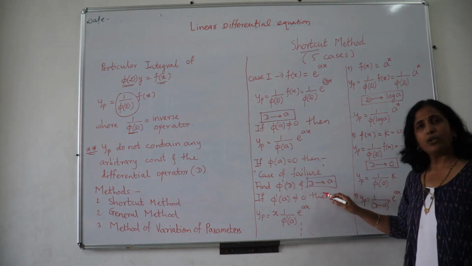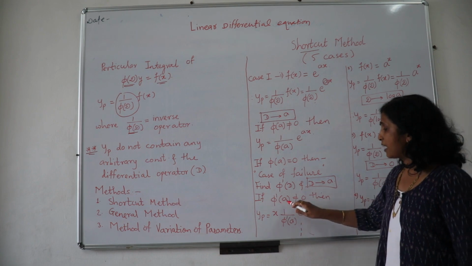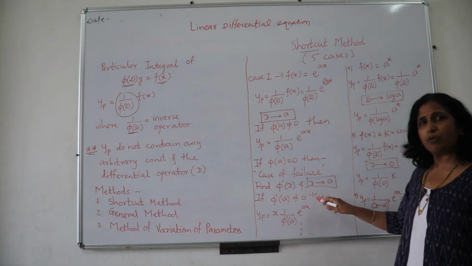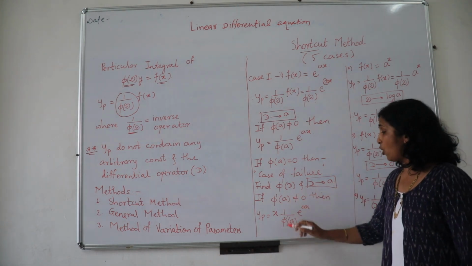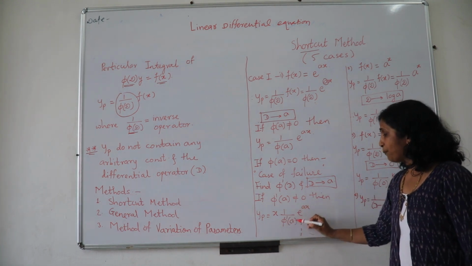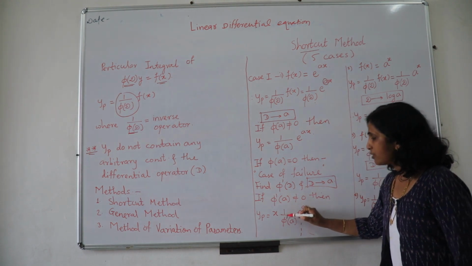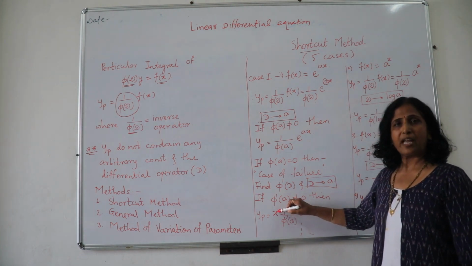And in this derivative you are going to replace D by a. Then once again check, in this derivative, whether the value at a is not equal to 0. And if it is not, then what is yp? Please see here: 1 upon phi dash a, e raised to x. The function will remain the same, but when I am finding the first derivative, this function I am multiplying by x.